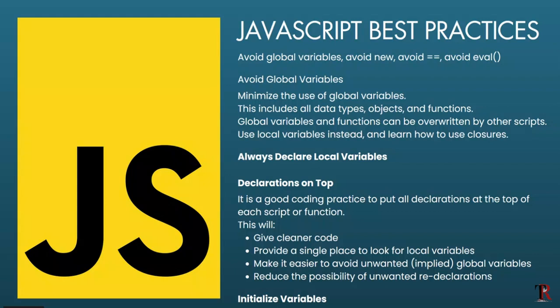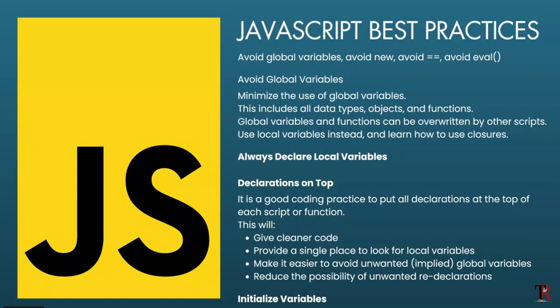Use local variables instead and learn how to use closures. So use local variables instead of global variables and then learn how to use closures in order to contain the accessibility of each variable in your code block. Always declare local variables. All variables used in functions should be declared as local variables. Local variables must be declared with the var, the let, or the const keyword. Otherwise, they will become global variables.